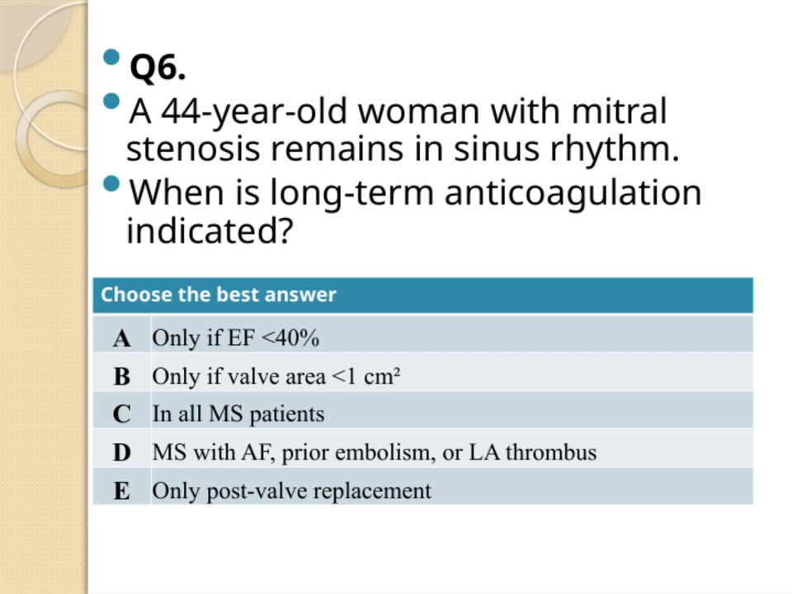Long-term anticoagulation is indicated in patients with mitral stenosis who have atrial fibrillation, previous embolic events, or a left atrial thrombus. These factors significantly increase the risk and guide us toward anticoagulation, even if she's currently in sinus rhythm. Understanding these nuances helps us tailor our approach to each patient's individual risk profile, which is a core theme in managing valvular heart disease effectively.